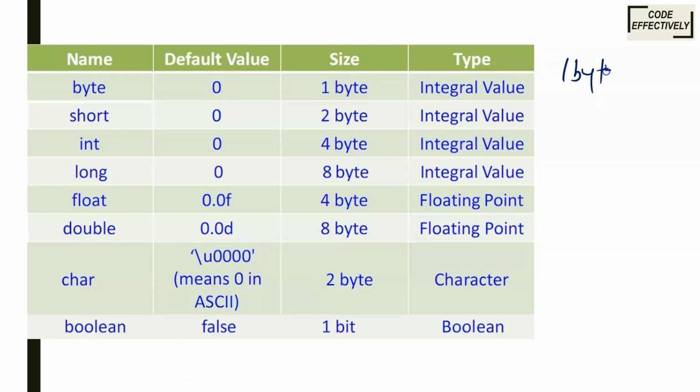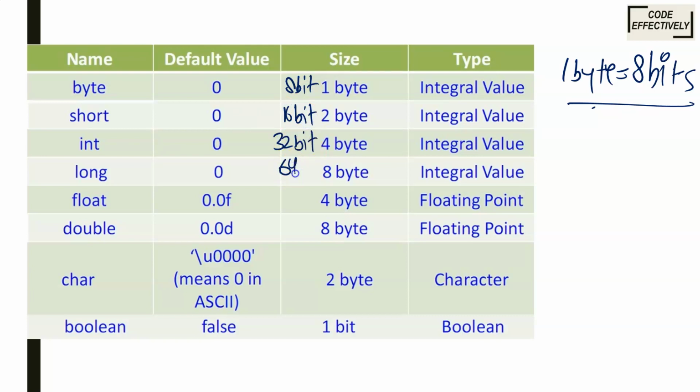Now let me tell you what 1 byte is. 1 byte is equal to 8 bits. So you can say that byte is 8 bits. Then short is 16 bits, then int is 32 bits and long is 64 bits. So we know that long has the maximum bits. After this we have float. Float is 32 bits and double is 64 bits. We know double is used for the maximum quantity, when the decimal part is too long. And character is, as usual, 16 bits.